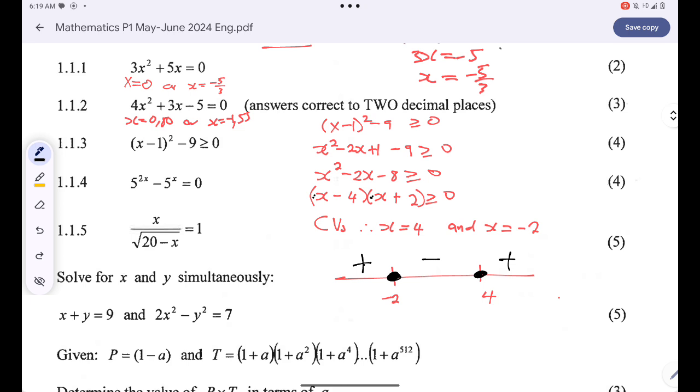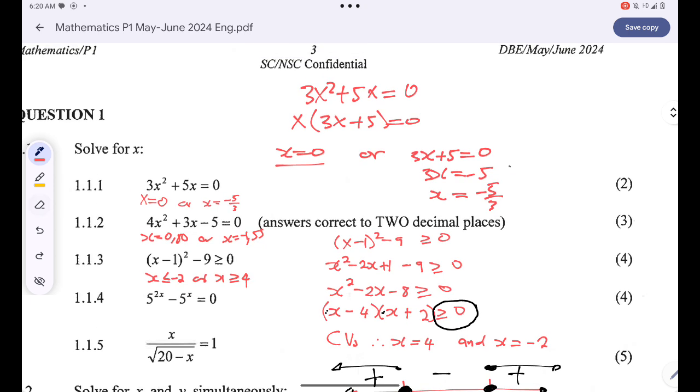Are you together? I'm looking for the values of x that will give me something that is greater than 0. Greater than 0 simply means positive. So I can see positive from negative 2 going to the left. So how do I write that solution? I'll simply say when x is less or equals to negative 2, and then I also see a positive from positive 4 going to the right, and then I'll simply say or when x is greater or equals to 4. That's how, guys, we deal with inequalities.